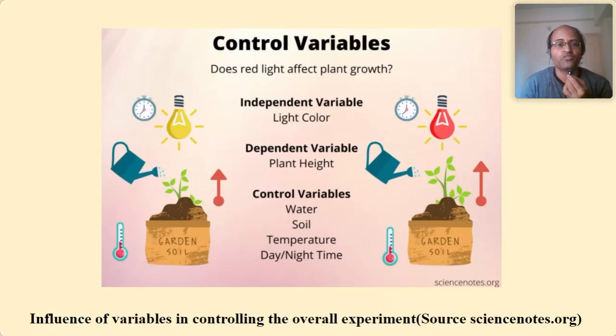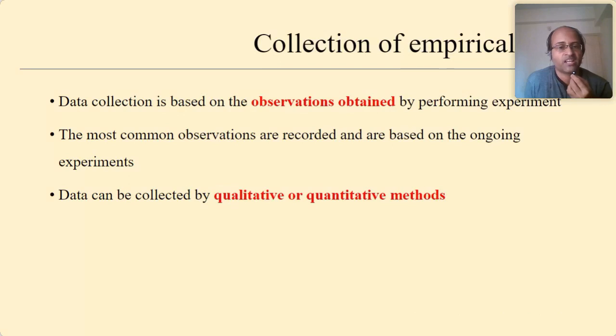Now, once you have the instruments and the experiments ready, we do the experiments along with the instrumentation and we collect the empirical data. So the data collection is based on the observations obtained by performing the experiment. That is the key point there. The various observations obtained, irrespective of whether they are major or minor, have to be recorded and documented properly. Now the data can be collected either by qualitative methods or by quantitative methods.